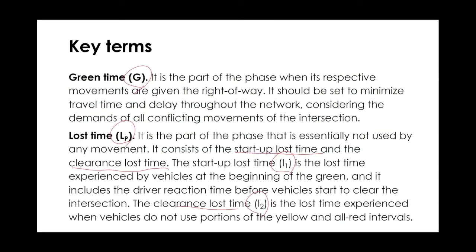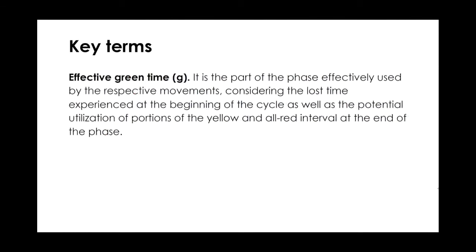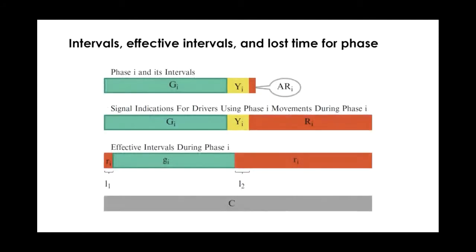I'll show you a graph in a minute describing all these concepts in a more visual way. We also have a term called effective green time, which we usually represent with a small g, which is the part of the phase effectively used by the respective movement or group of movements, considering the lost time experienced at the beginning of the cycle. So capital G, the total green time, minus the lost time gives us the small g, which is the effective green time. That is, it is the time that is really effectively used by vehicles.